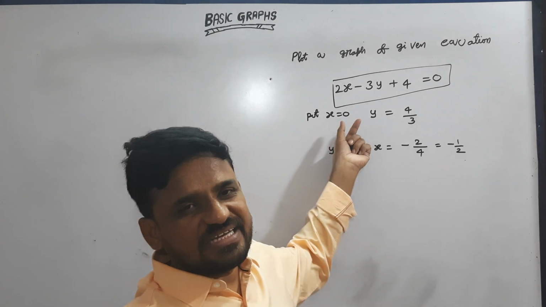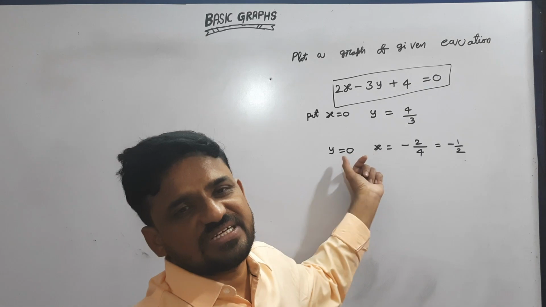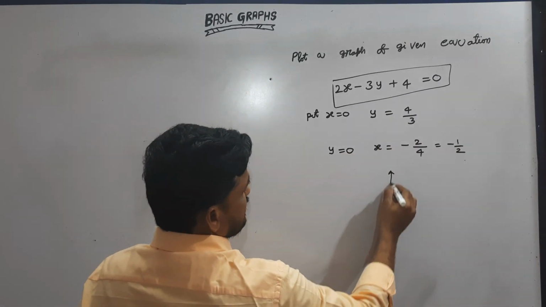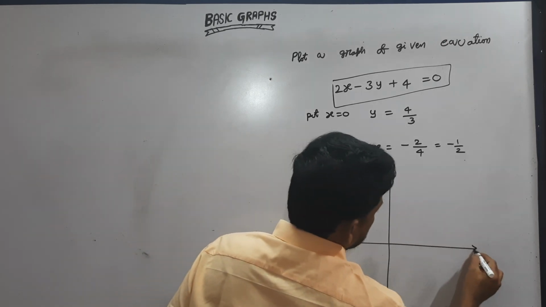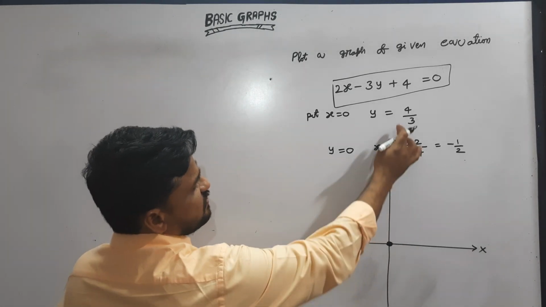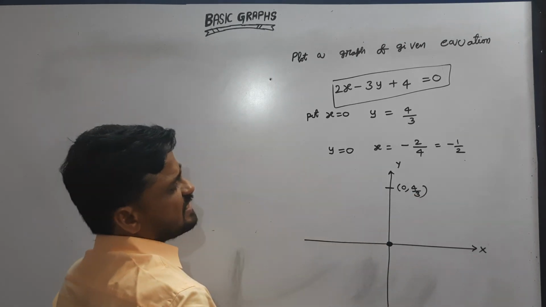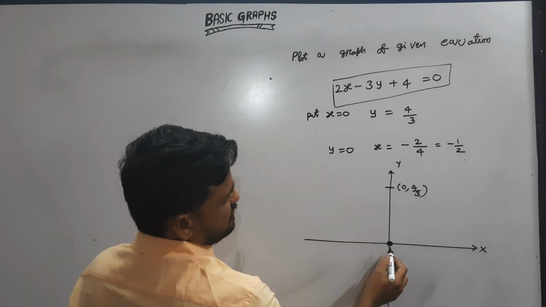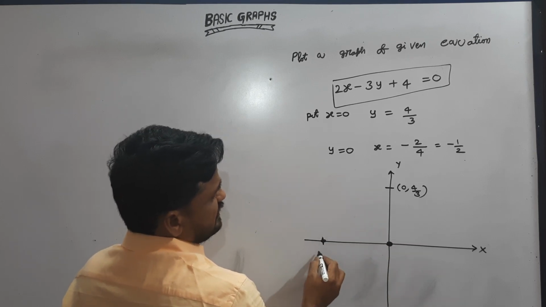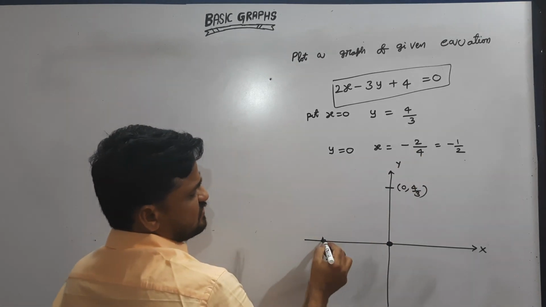Like this, I put x equal to 0 and we get the y value. x 0 gives the y position, y 0 gives the x position. So I am drawing the graph properly. This is the x axis, y axis. At x equal to 0, y value is 4 by 3: (0, 4/3). At y equal to 0, the x value is minus 1 by 2. This is another point: (minus 1 by 2, 0).